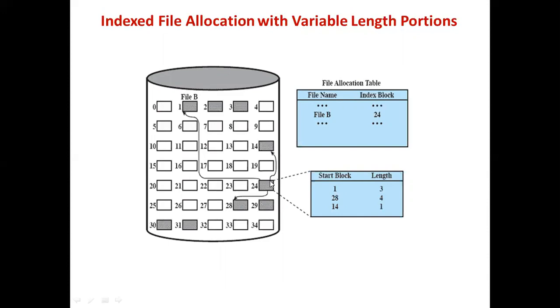Index block is 24. In that block, the table with 2 fields, that is start block and the length of blocks allocated, is stored. In the file allocation table, the address of the index block, that is 24, is stored. Here also, file consolidation may be done from time to time.